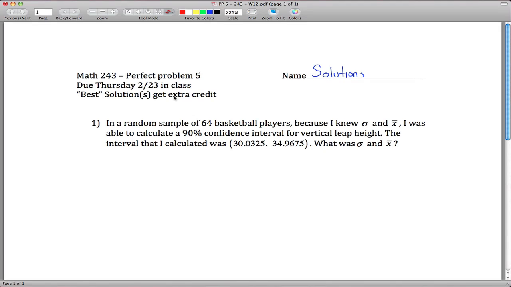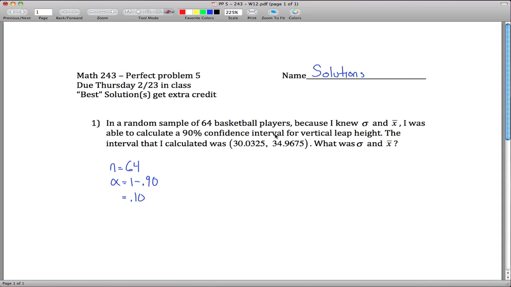All right, here are perfect problem 5 solutions. This is the confidence interval problem. So we're given a random sample of 64 basketball players, n equals 64. We know sigma and x bar, and we're asked to calculate a 90% confidence interval. So let's see, we know that alpha is equal to 1 minus 90%, which is 0.10.